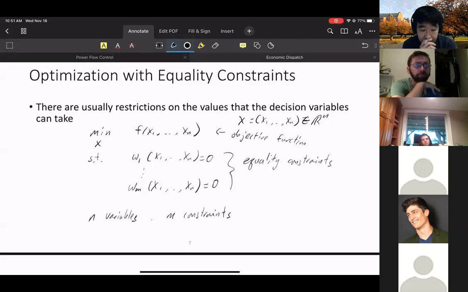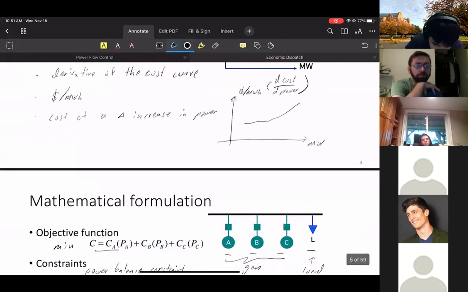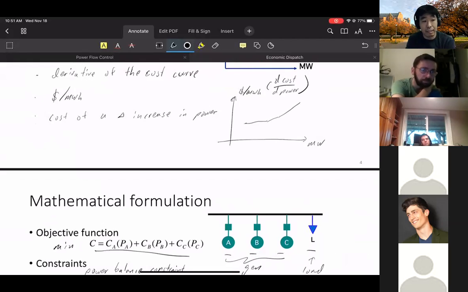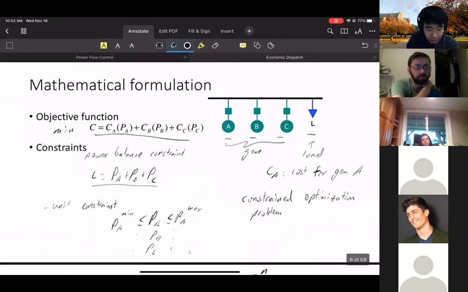The function f, like L equal to P1 plus P2 plus... No. L is the objective function, right? L is the objective. L is the cost of generation, if you want a mental picture in your mind. How about the W1, W2? These are the equality constraints.